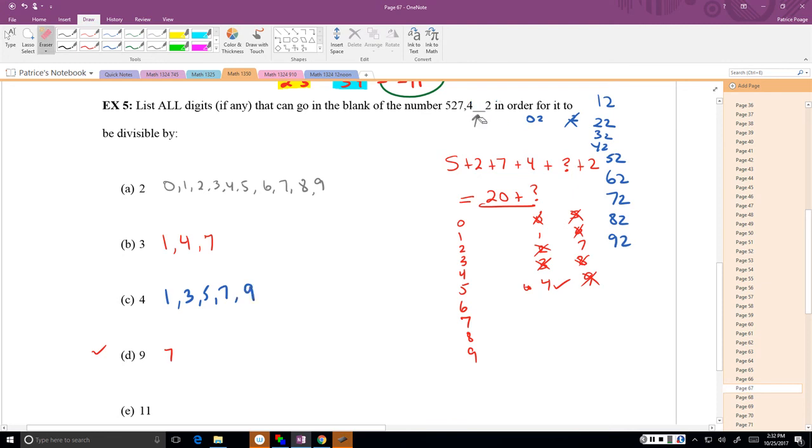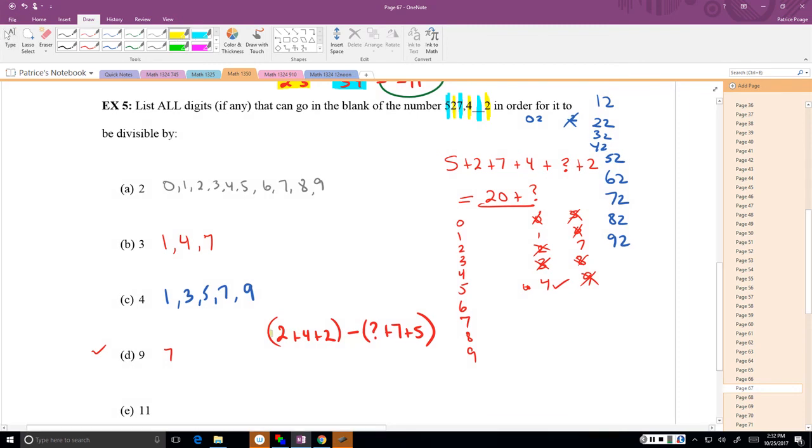And then I want to see what do I need to put in there for this number to be divisible by 11. So I'm going to add, I'll highlight it for you. Boom, boom, boom, and boom, boom, boom. Okay. So I'm going to have 2 plus 4 plus 2 minus question mark plus 7 plus 5. Are y'all with me on that part? Okay. So I added the ones in yellow. Don't do that. Undo.